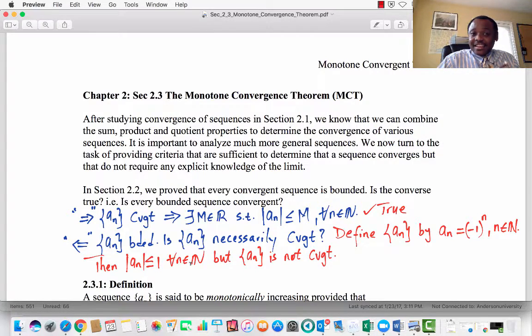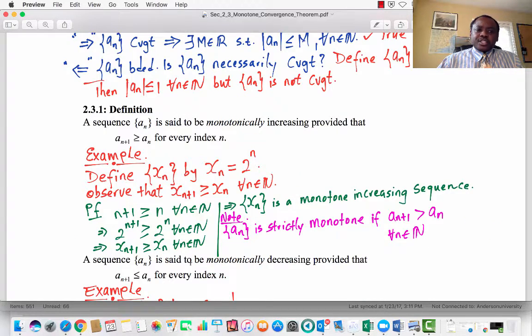Yes, and that would be the Monotone Convergence Theorem, MCT. Before we look at that theorem, let us take some definitions. Subsection 2.3.1, Definition. A sequence an is said to be monotonically increasing, or monotone increasing, provided that a(n+1) is greater than or equal to an for every index n.